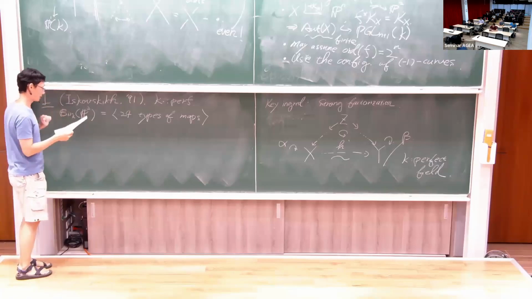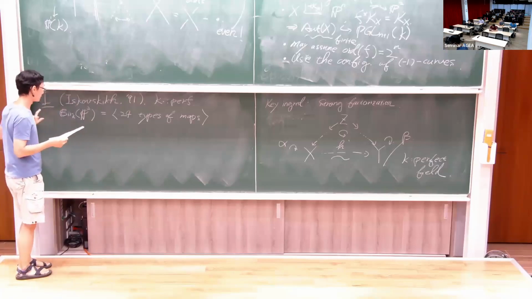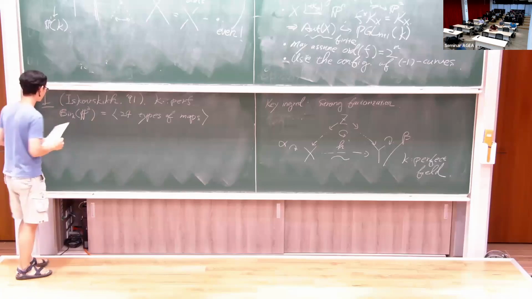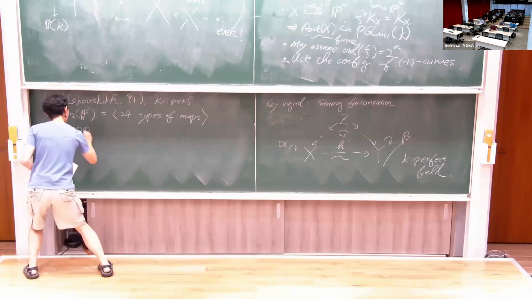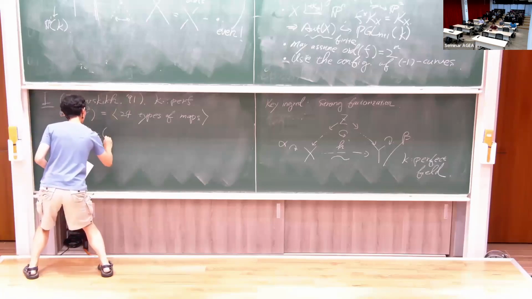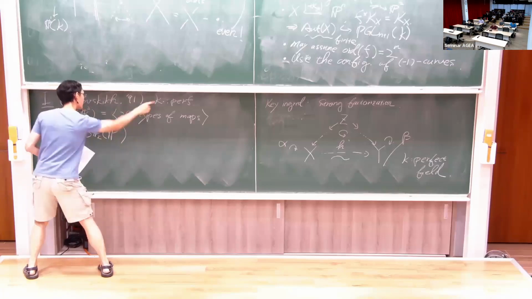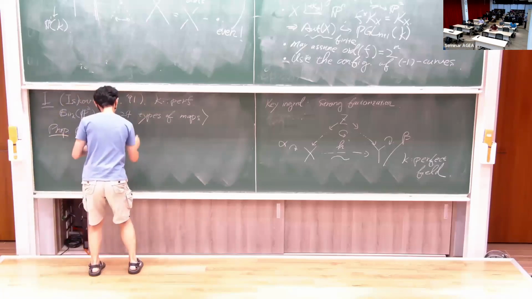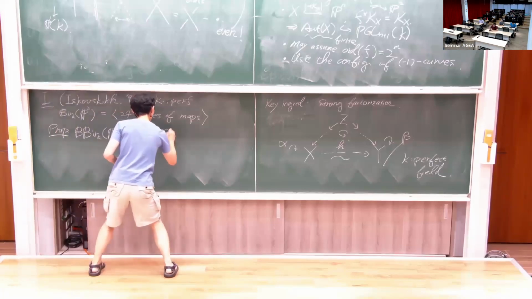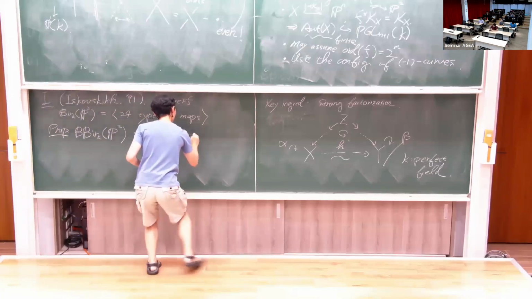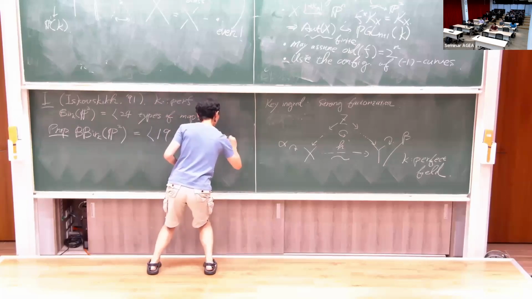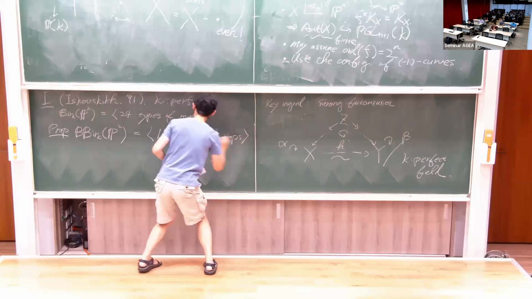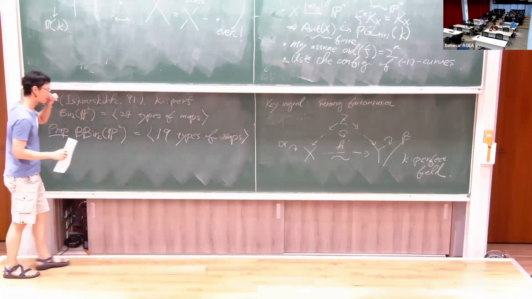So we have this result, and then using the same machinery, using the Sarkisov program, basically the same thing, we can show that bijective birational automorphisms of P2 over K, a perfect field, are generated by 19 types of examples. And these 19 types of maps are a subset of these 24 types of maps.